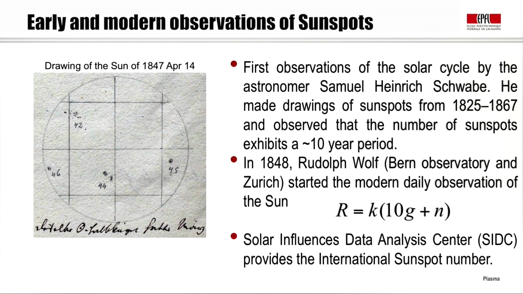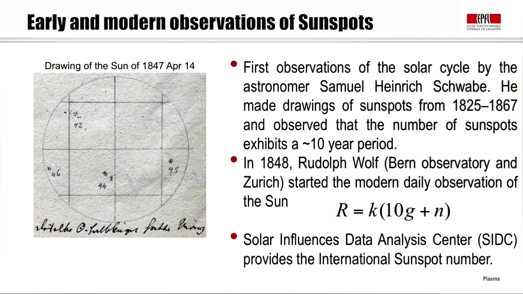The first observation of the solar cycle were made by the astronomer Samuel Schwabe. He made an impressive number of drawings, approximately 10,000, of sunspots from 1825 to 1867. Using his drawings, he observed that the number of sunspots exhibits a period of approximately 10 years. It was in 1848 that the modern daily observation of the Sun started with Rudolf Wolf at the Bern Observatory in Switzerland and later in Zurich.